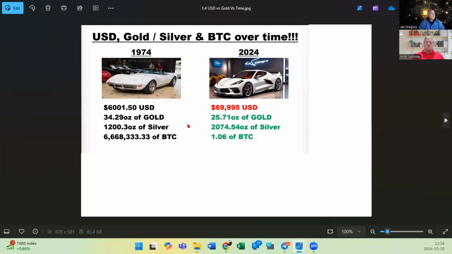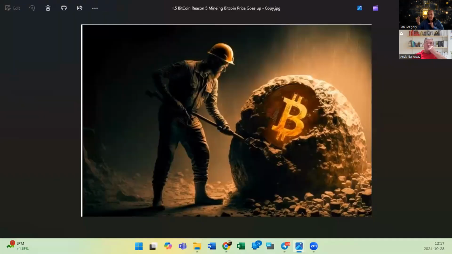And silver, yeah, it's changed a little bit. So let's compare that to Bitcoin. If you had bought this Corvette in 1974 with Bitcoin, it would have cost you 6 million Bitcoins. Today, it only costs you 1.6 Bitcoins. Why is that? Because Bitcoin is doing the exact opposite of what money is doing. Money is being undervalued. It's being controlled by governments, by companies, by people. It's being undervalued all the time. Bitcoin cannot be undervalued. Bitcoin is the best source of where to store your wealth ever.